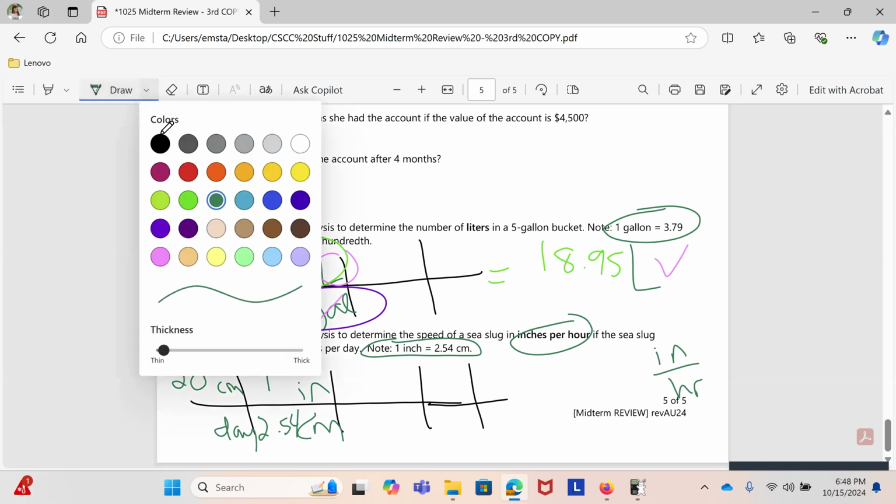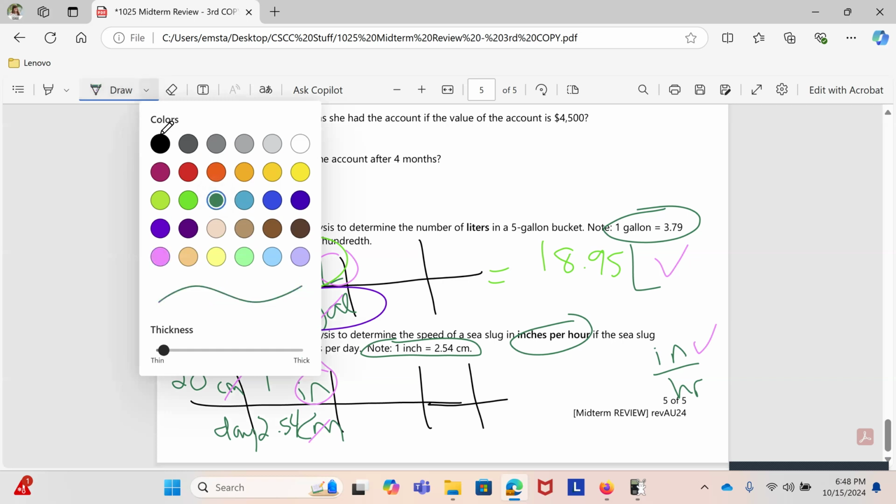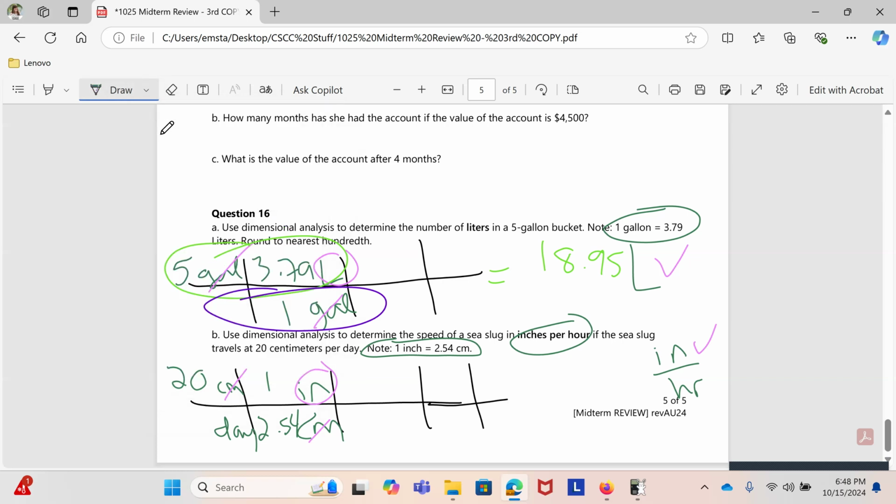Get my other color pen to cross off. Centimeters cancels. I'm left with inches. Aha, I'm halfway done. That's a feel-good moment because you're halfway done. You've already got a couple points on this problem. So I'm done with the top half. Now I want to turn days into hours. Days is on the bottom. Where does it need to go to cancel out? Top. On the top. Oh, it was on the bottom, so I go to the top.